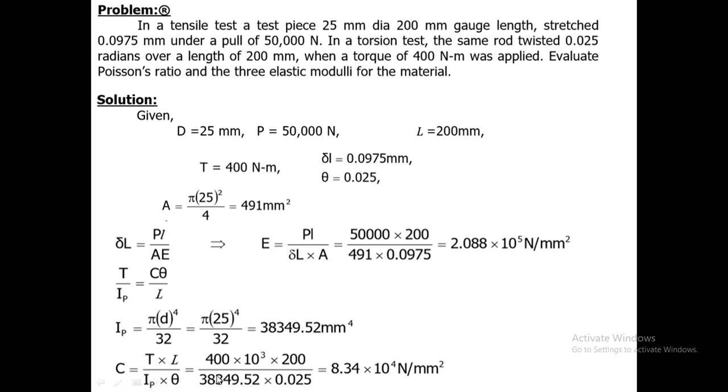Once we substitute the values, we will get the rigidity modulus C or G. That will be in Newton per millimeter square, just like Young's modulus. All the moduli have units of Newton per meter square or Newton per millimeter square. Newton per millimeter square is nothing but megapascal if we take the conversion. So we found out the Young's modulus and the rigidity modulus G here.